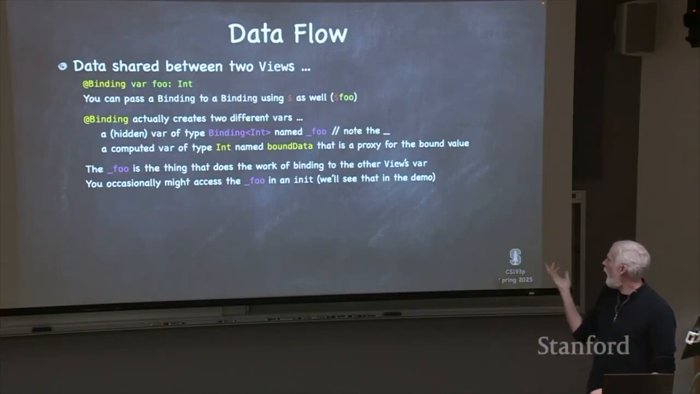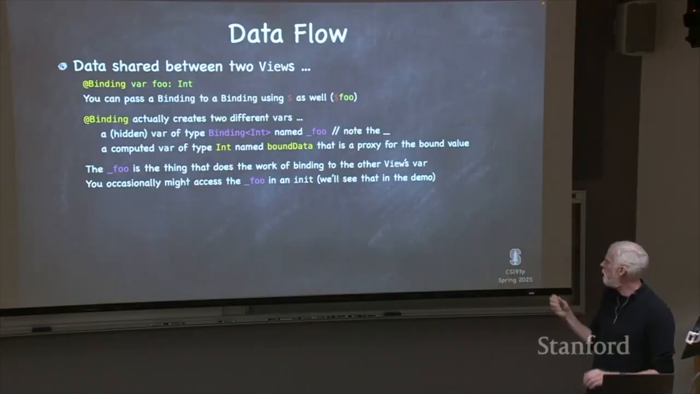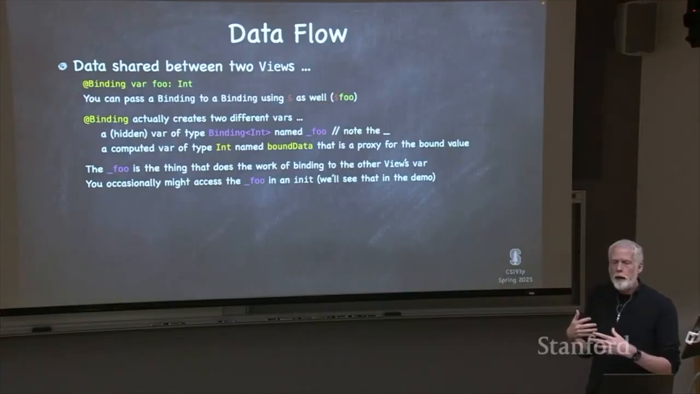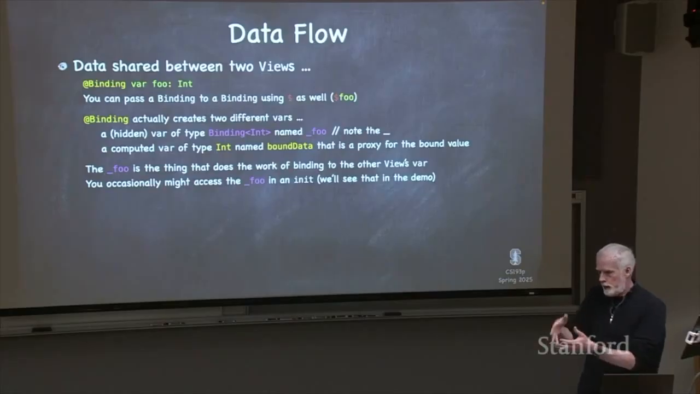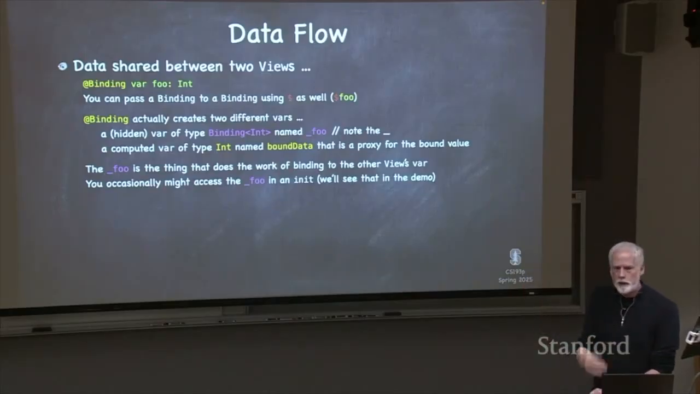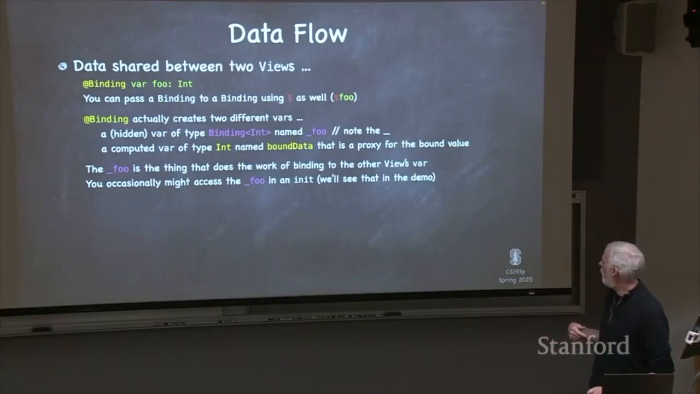And then the actual bound data, I say here it's named bound data, but that's wrong. It should be named foo with no underbar. That thing is just a computed var. It's computed using the binding thing to get back at it, right? It's a computed property that's both get and set, which we haven't seen. We've only seen get-only ones like var body, but that's what's going on there.